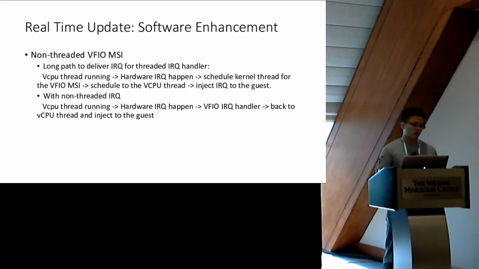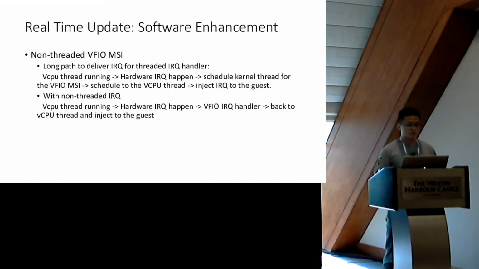For example, if the vCPU thread is running, then the IRQ generates an interrupt in the IRQ context. We need to schedule the kernel thread to handle this IRQ. Then the kernel thread signals the vCPU thread. Then we need to wait. Then we need to schedule the vCPU thread back. Then the vCPU thread is able to inject the IRQ into the guest.